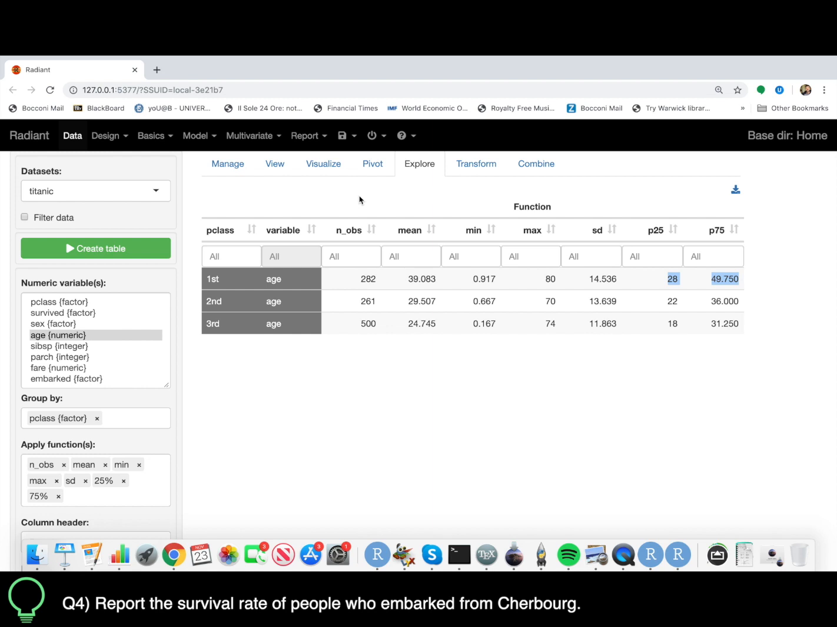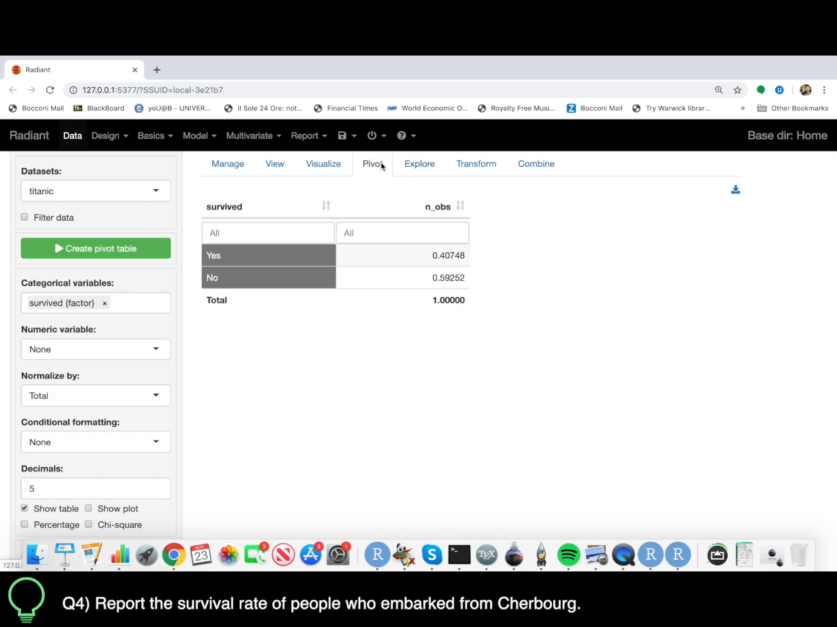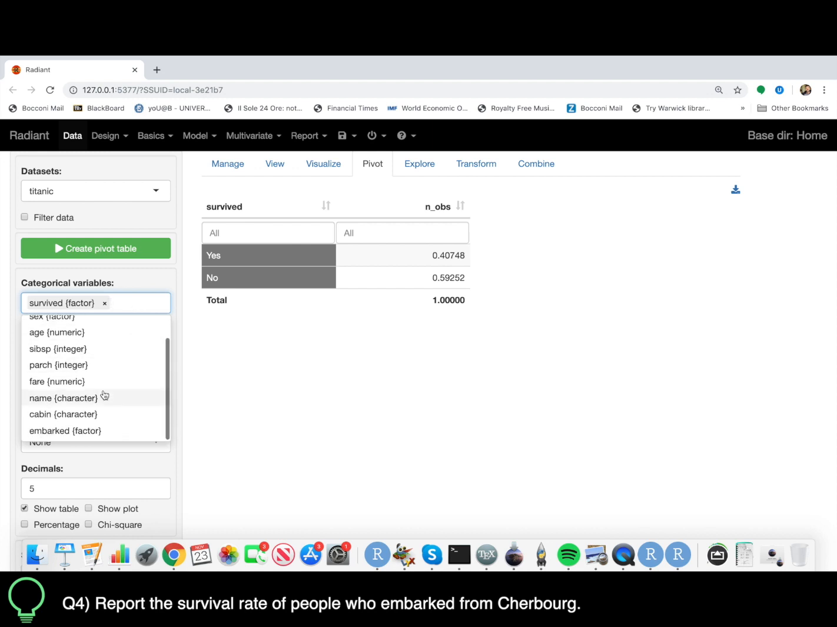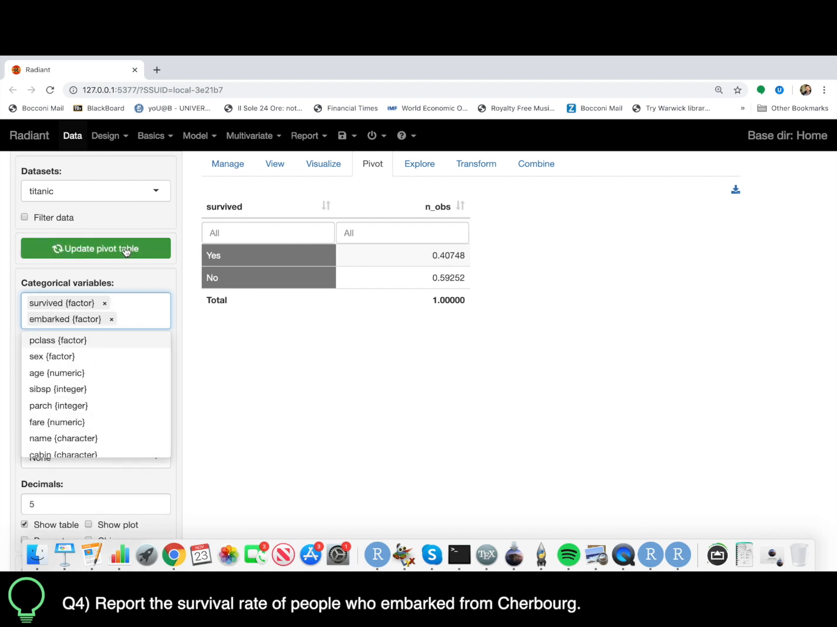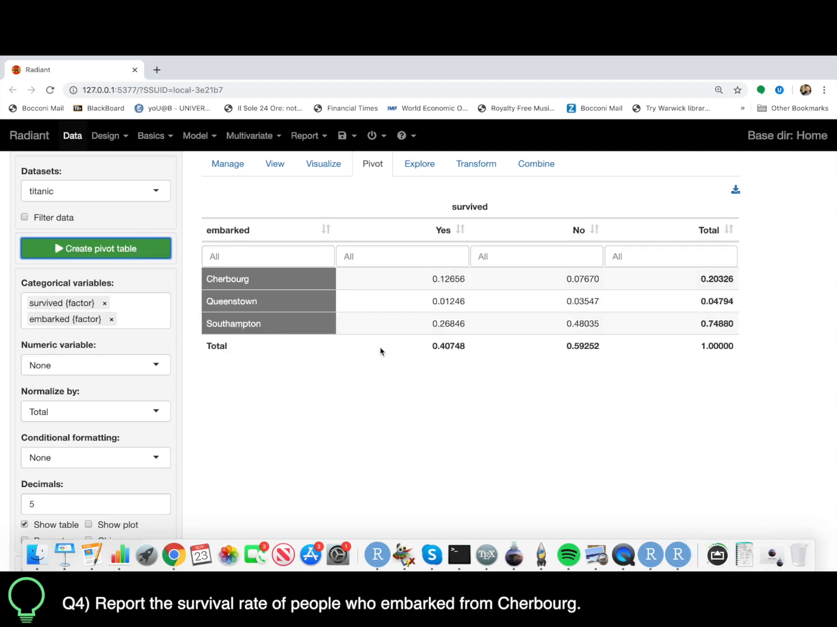So again, two categorical variables. So Survived is the answer, and Embarked is the other categorical variable that we can use. So we have to report the survival rate of people who embarked from Childbirth. So here, in this case, the pivot table is normalized by the total, but we want to normalize by row instead.